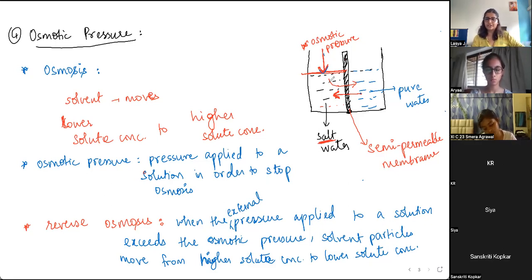So osmotic pressure is one specific value at which, if you apply it in the reverse direction, there is no osmosis. If that number is greater, you start forcing the solvent particles to move backwards. So it's called osmotic pressure when it's equal to the normal osmotic pressure, but if it exceeds, it's called external pressure. You can't call it osmotic. Osmotic pressure is a specific value.